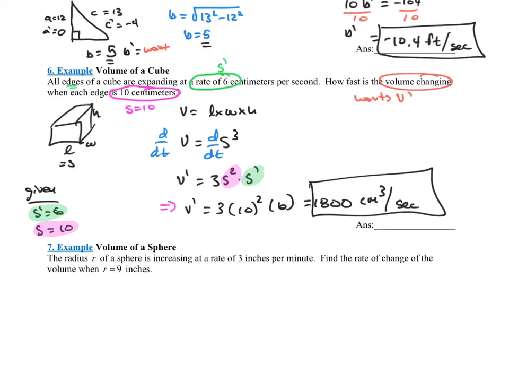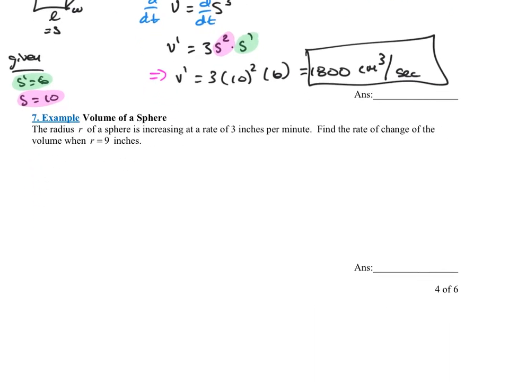Okay, let's look at our last example here. Example 7 says the radius of a sphere is increasing at a rate of 3 inches per minute. Find the rate of change of volume when r equals 9 inches. So it wants the rate of change of volume. Rate of change of volume, it wants v prime.